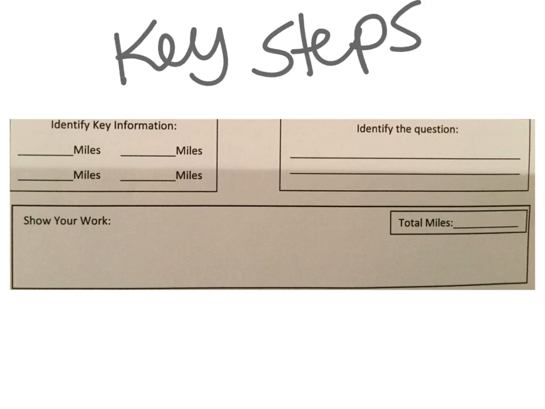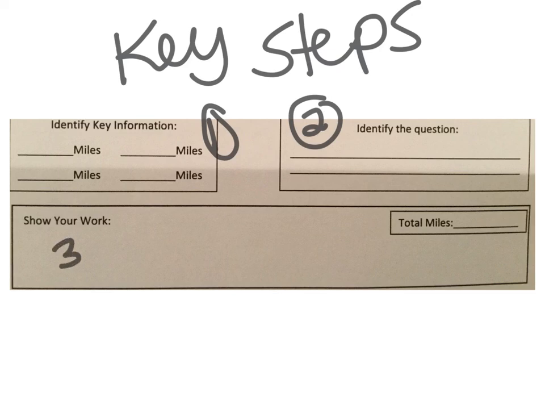Okay, I want to talk about a couple of key steps to working with word problems. Step number 1, identify your key information. This could include writing it separately, highlighting, underlining. All of that is really important. Step number 2, you need to identify the question. And when you identify the question, go back to that list and try to find those key words to tell you if you're going to add, subtract, multiply, or divide.